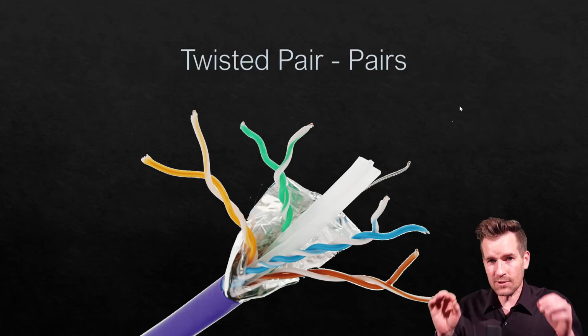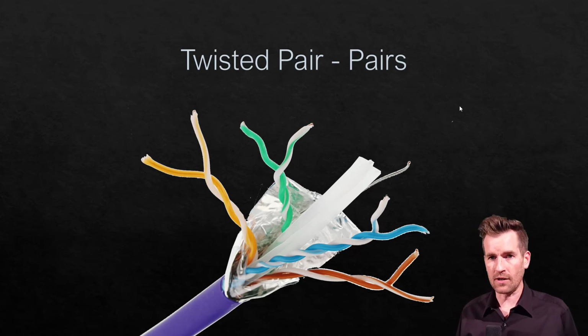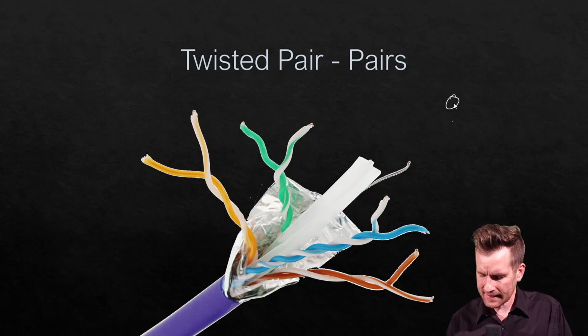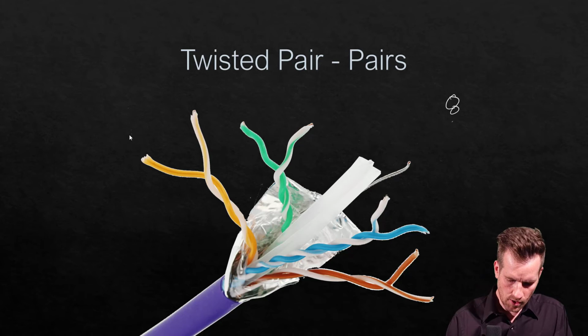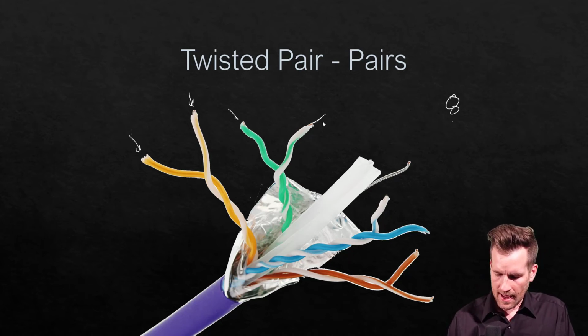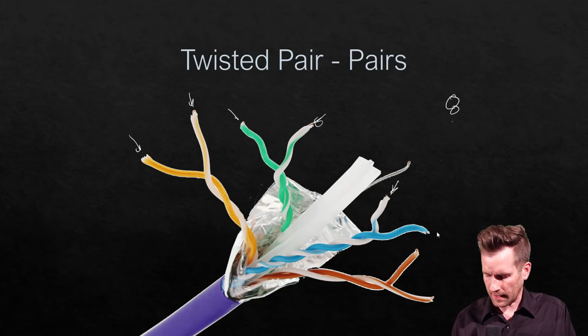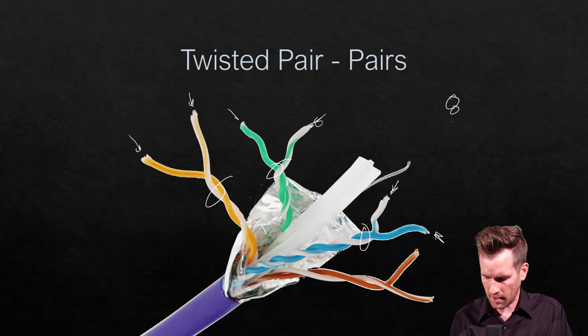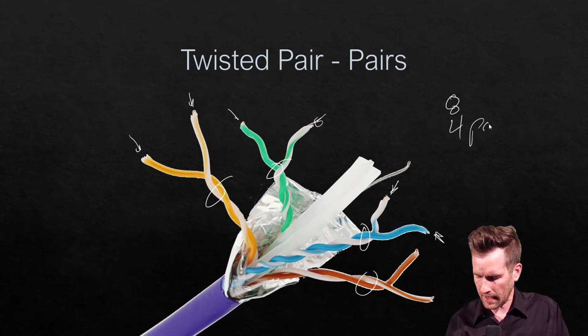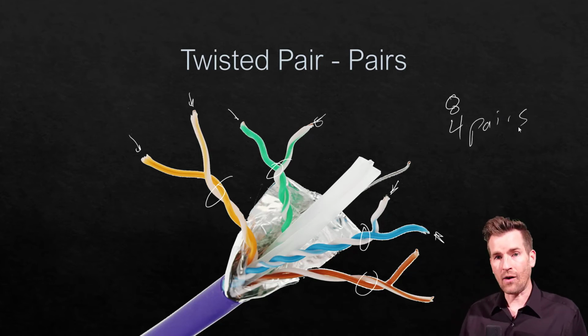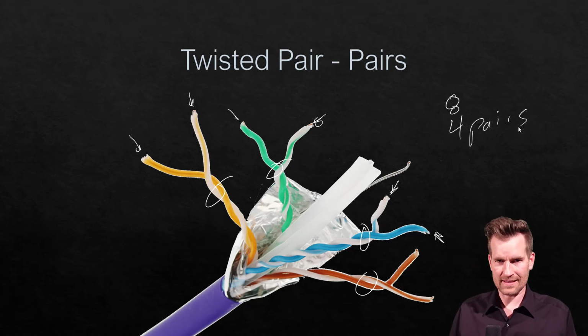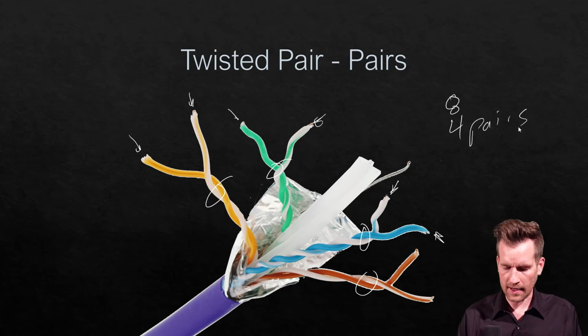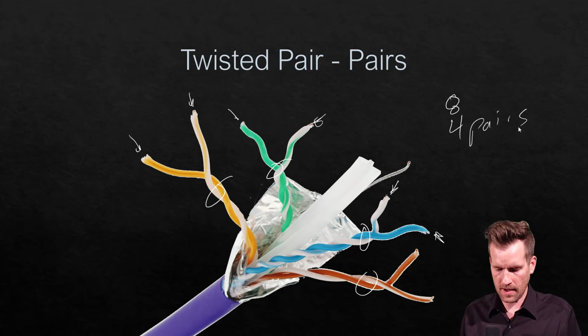Okay, so let's get into the pairs. As we see right here, we actually have 8 different conductors. So in the middle of each one of these lines is a conductor. And we break those conductors into pairs. So they're grouped into 4 pairs. Now, each one of those pairs, one of them is essentially a ground for the pair, and then one actually transfers the data of the pair.